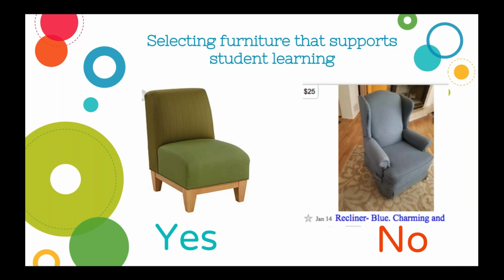Selecting furniture that supports student learning, we also need to be very careful again about the types of pieces of furniture that we put in. The chair on the right is made with a certain type of foam that is for educational purposes. In the event that there might be a fire in the building, and this chair would catch on fire, the foam will not emit noxious odors. And that's what injures, or, God forbid, seriously injures a student. It's safe.